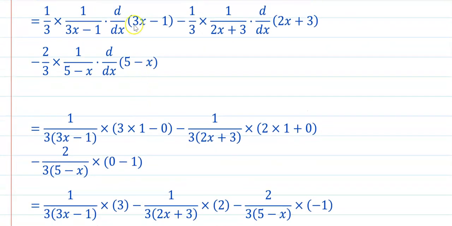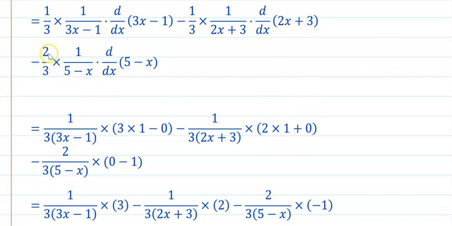Okay, derivative of 3x minus 1: what is the derivative of 3x? 3 into 1, which is 3. Derivative of 1 is 0. Therefore here 1 by 3 into 1 upon 3x minus 1 appears here. Derivative of x is 1, 3 into 1 minus 0. Again this 1 by 3 into 1 upon 2x plus 3, after multiplication, derivative of 2x, the derivative of x is 1, 2 into 1. Okay, derivative of 3 is 0.